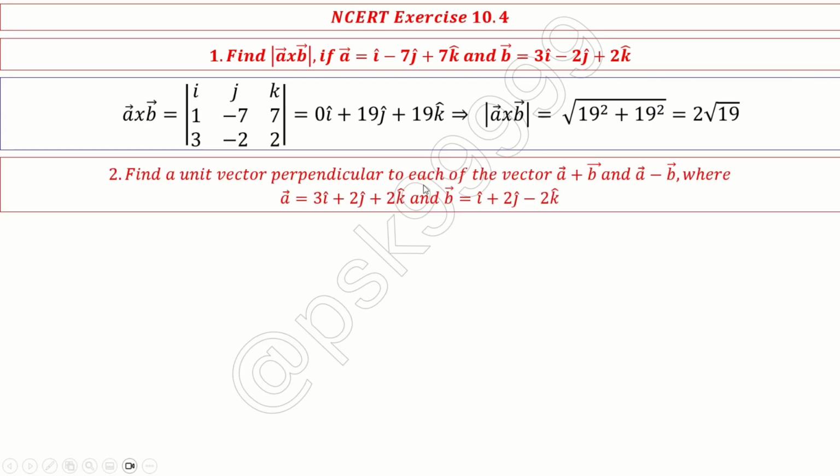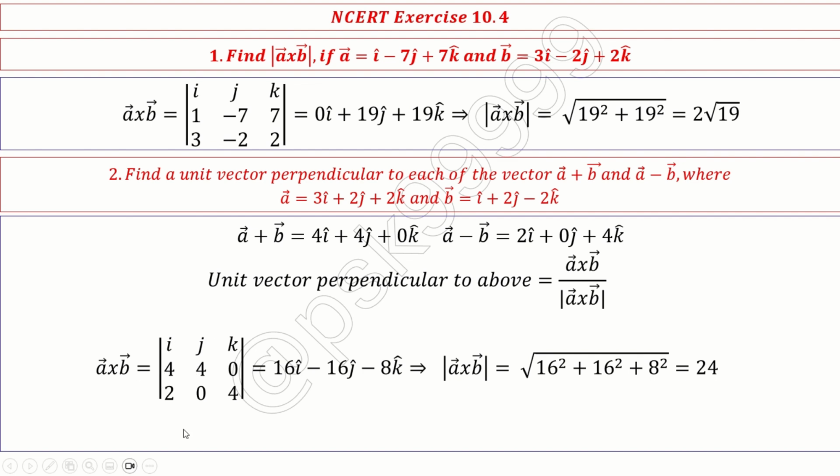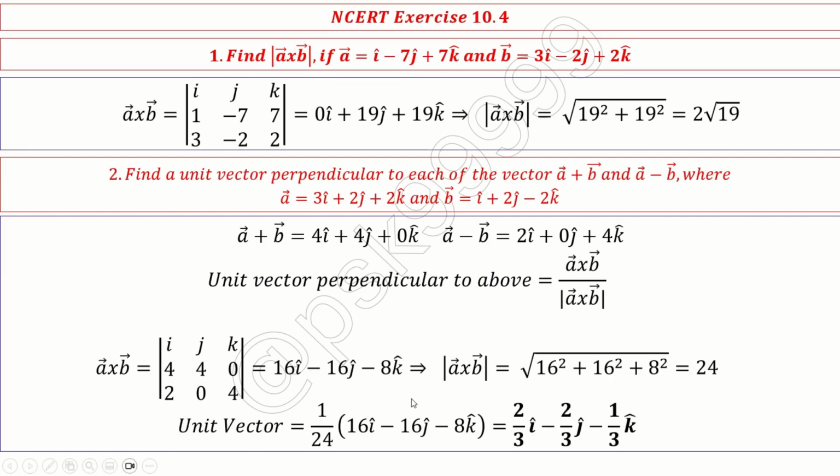Find a unit vector perpendicular to each of these vectors, A bar plus B bar and A bar minus B bar, where A and B are given. First, find out what A plus B and A minus B are. How do you get the vector which is perpendicular to both of them? It is very simple: the vector product. If you take the vector product of A plus B and A minus B, you will get the vector perpendicular to both of these. The unit vector perpendicular to them is the vector product divided by its magnitude. Again, write it in the matrix form and find the determinant. What you will get is that the magnitude of the cross product is 24. So you will get the unit vector 1 by 24 times (16i minus 16j minus 8k), which is this value. This is the answer. Next.